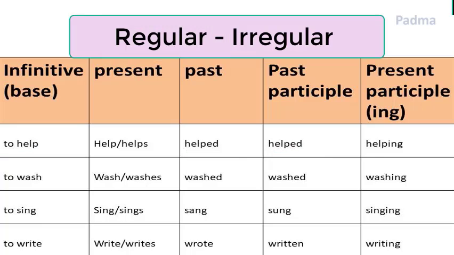But we cannot do this with an irregular verb. For example, here we have the base verb to sing. The present tense forms are sing and sings. The past tense form is sang. The past participle form is sung and the ing form is singing. Here we can observe that there are no ed endings in these forms and also the past tense form and past participle form are different. Hence it is called an irregular verb.